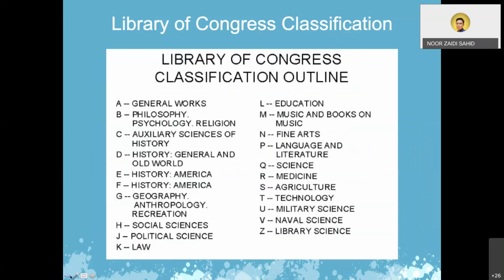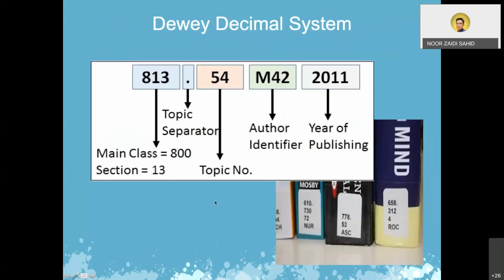Okay, any question for DDC? Dewey Decimal Classification System. No, doctor. Right.